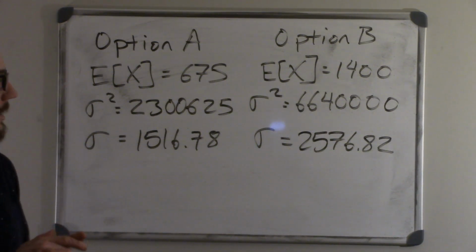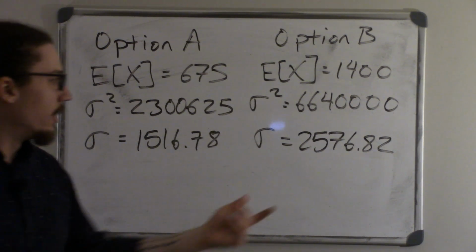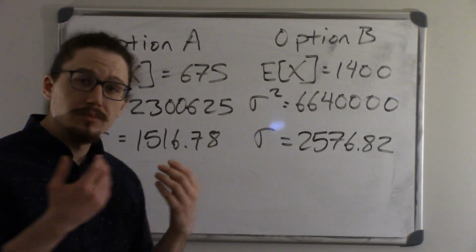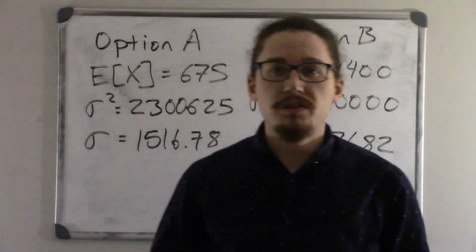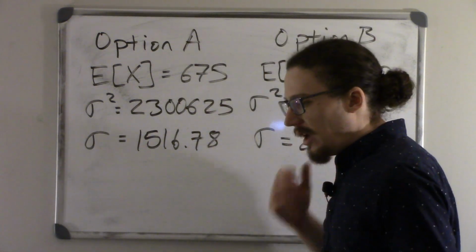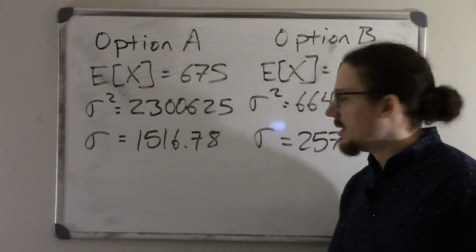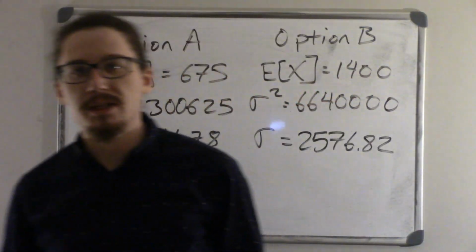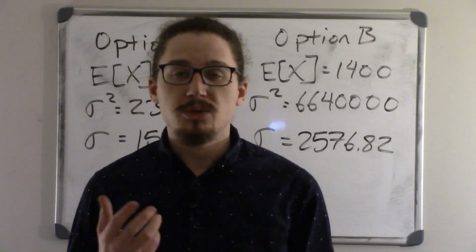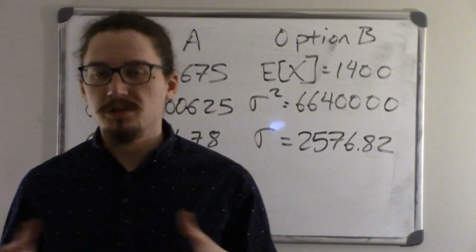With option B, we have 2,576.82, and so there's more movement, or the magnitude of that movement is higher. So if you were a little bit more conservative, more risk averse, and didn't want to take on the risk of losing more money, then you might choose option A, or whatever it is that has the lower variance, lower standard deviation, because that's what's telling us about that consistency.